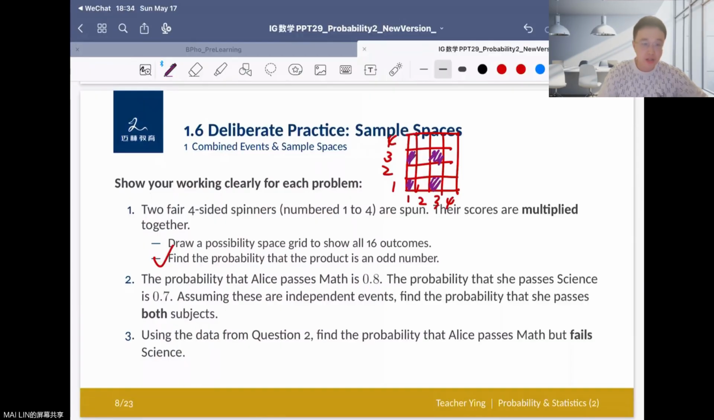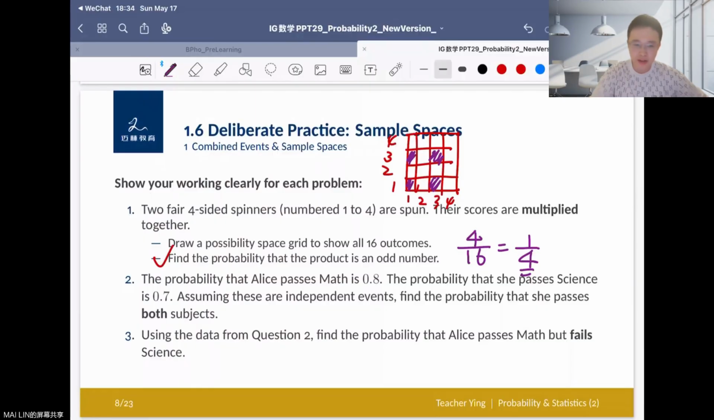But here there are a total of 16 grids in the graph. So we can say the probability is the number of events in the condition over the total number of events. So that is 4 over 16 equals 1 over 4. So here probability equals 1 over 4, okay? That is for the first problem.